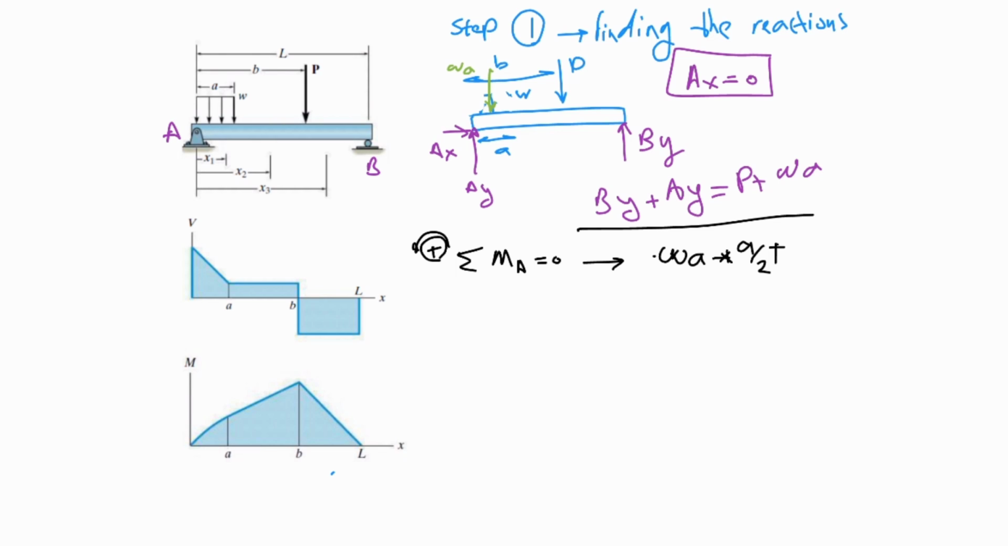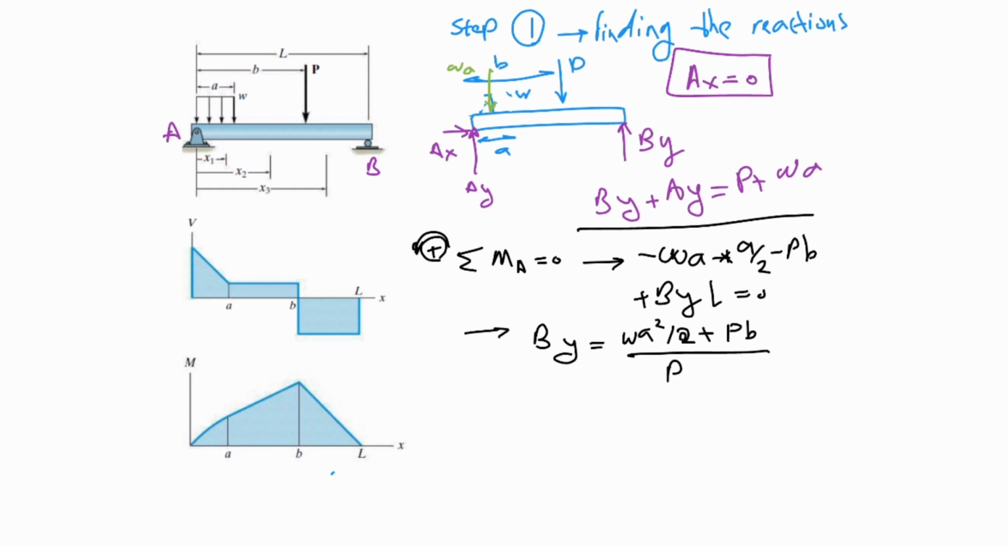P is applied. This is negative actually. The other one is negative as well because they are making clockwise and we consider counterclockwise as the positive. P times B, and what else I have making moment is BY, which is positive. BY times L equal to 0. If you solve this problem, you can find BY, meaning that BY would be WA squared over 2 plus B times P over L.